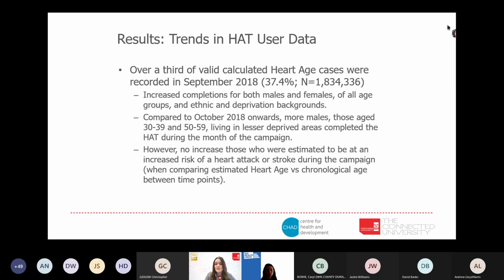However, the campaign did not appear to increase completions for those found to be at an increased risk of a heart attack or a stroke when looking at their estimated heart age compared to their chronological age.